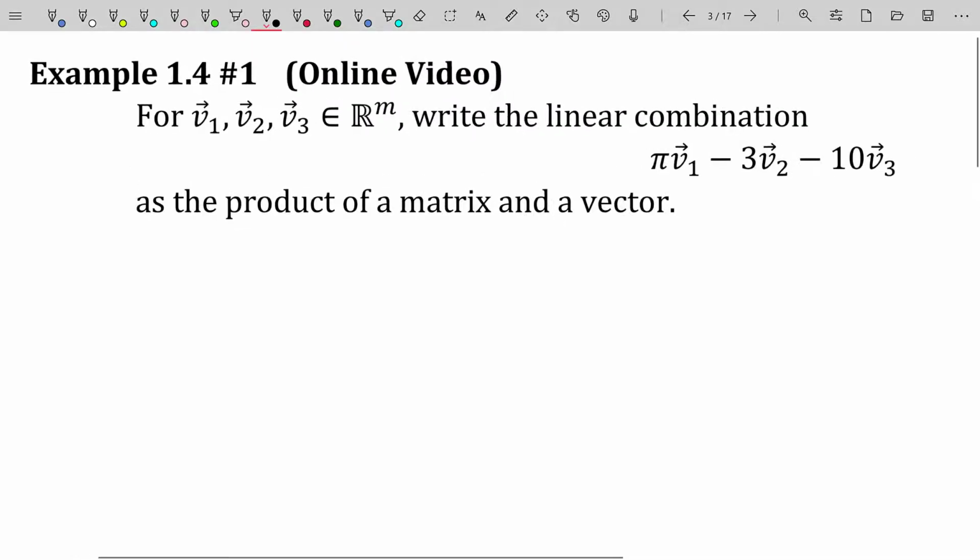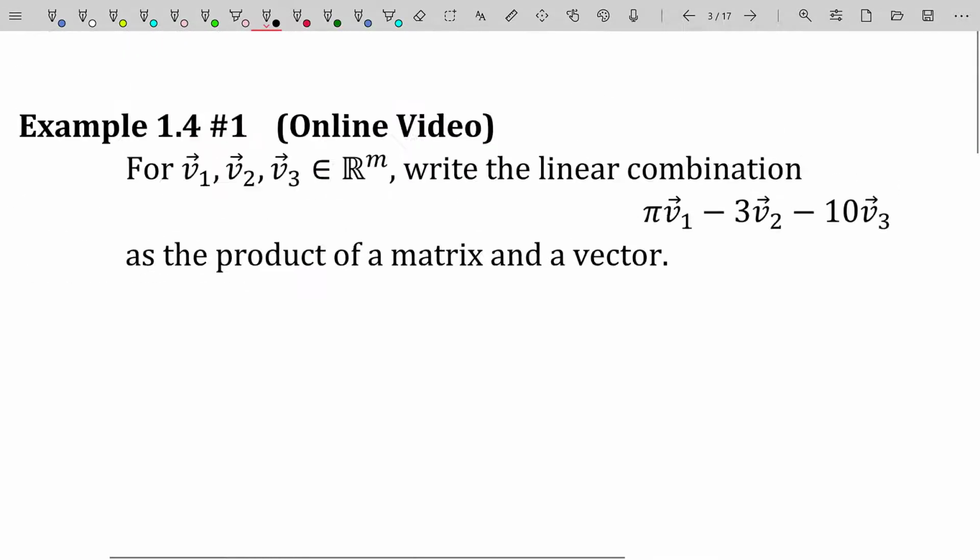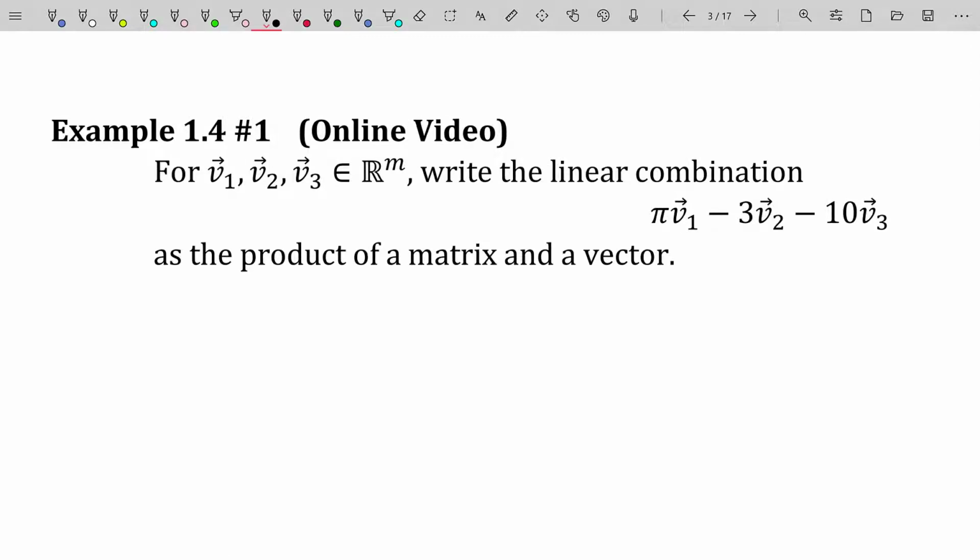We're going to take, in this example, 3 vectors and take the linear combination that we have right here of those 3 vectors and write that linear combination as a product of a matrix and a vector.